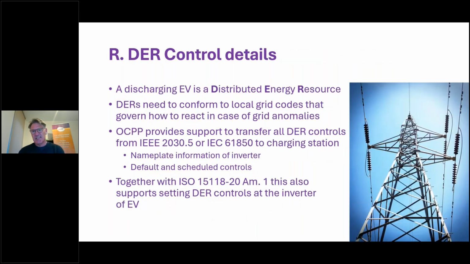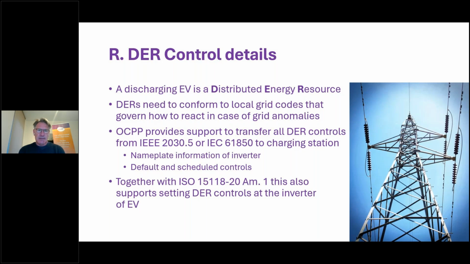But of course, if you start discharging a vehicle, then the vehicle and the charging station combination becomes a distributed energy resource, a so-called DER. And DERs need to conform to local grid codes that tell the station what to do in the case of grid anomalies. There are several protocols that grid operators can use to configure these grid codes. Common ones are the IEEE 2030.5 or the IEC 61850.